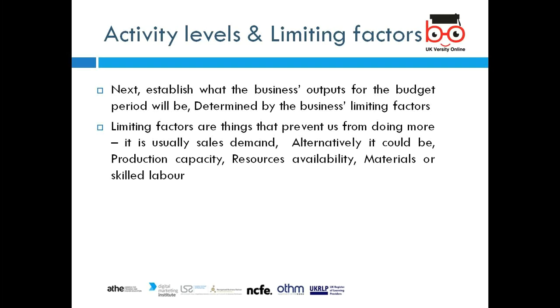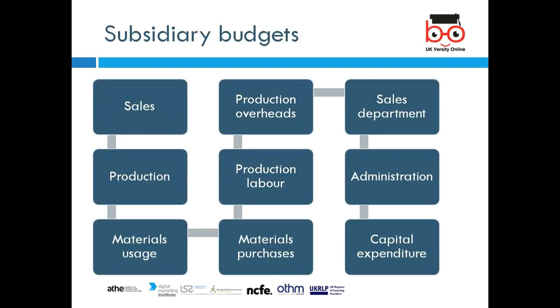Next, establish what the business output for a budget period will be, determined by the business's limiting factor. Limiting factors are the things that prevent us from earning more. It is usually sales demand; alternatively, it could be production capacity, resource availability, material, or skilled labor. So we need to look around.